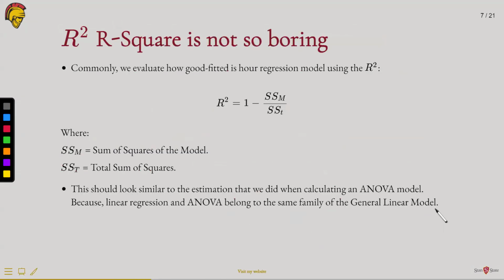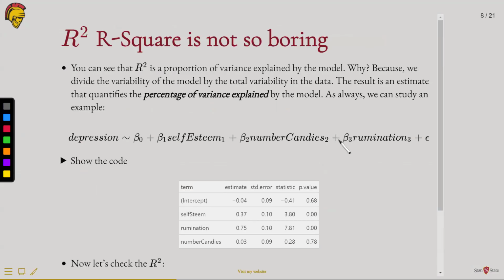In the example, I changed pancakes for number of candies. I don't know why I did that. I don't remember. It's the same concept. Candies, pancakes, yeah. They are sweet things. So the R squared will tell you the percentage of variance explained. This ratio that goes from 0 to 1 can also be multiplied by 100. So if you have an R squared of 0.50, that means that you are explaining 50% of the variance, or 50% of the variability, in this case, on depression, right?